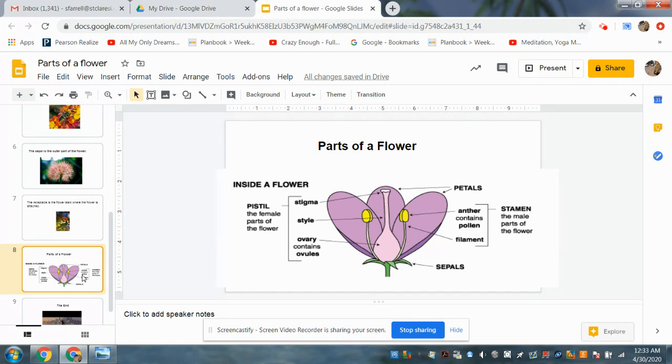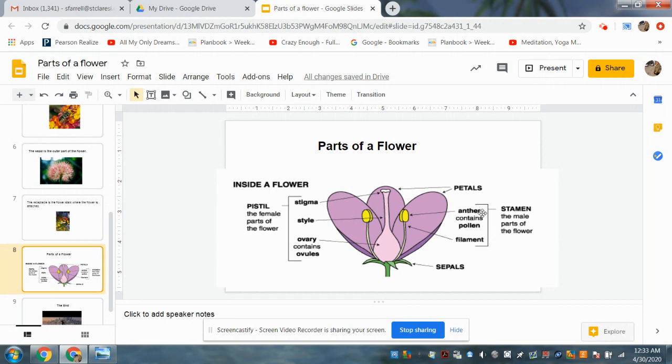Now, there are two main parts of the flower. There's the female part and the male part. The female part consists of the pistil, which you could see is right up here, so the pistil's on top. Then there's the stigma, which is part of the pistil, style, the long tube, and the ovary. That contains the ovules. The ovules are the egg cells.